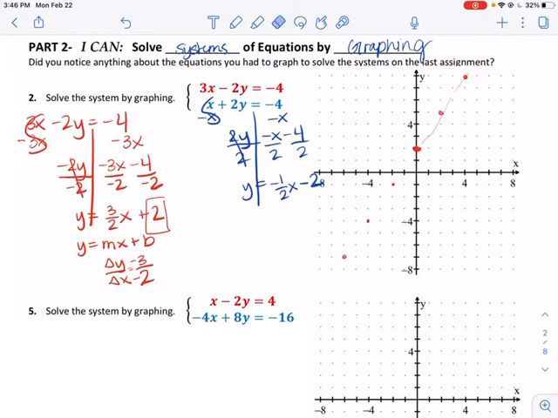Oh dear, that's not a straight line at all. Well, that's closer. This is why I draw all my points.